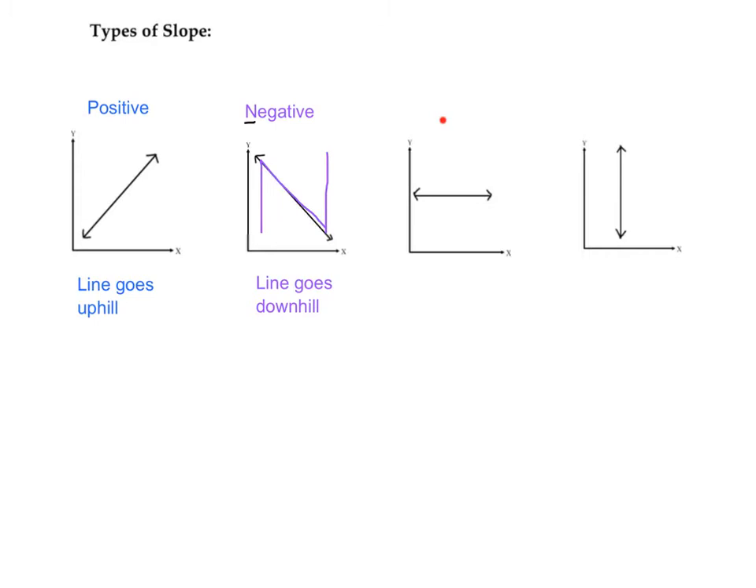Our third slope is called a zero slope. If you look at our zero slope, it is a horizontal line. Our last slope we're going to look at is called an undefined slope. An undefined slope has a line that goes up and down like this, so an undefined slope is always a vertical line.